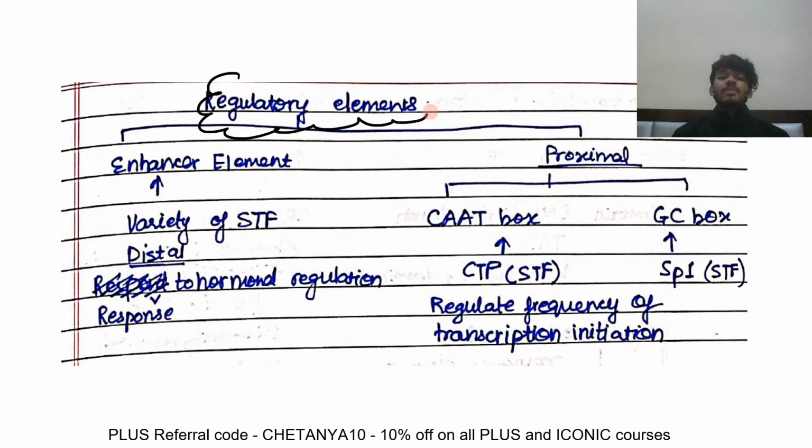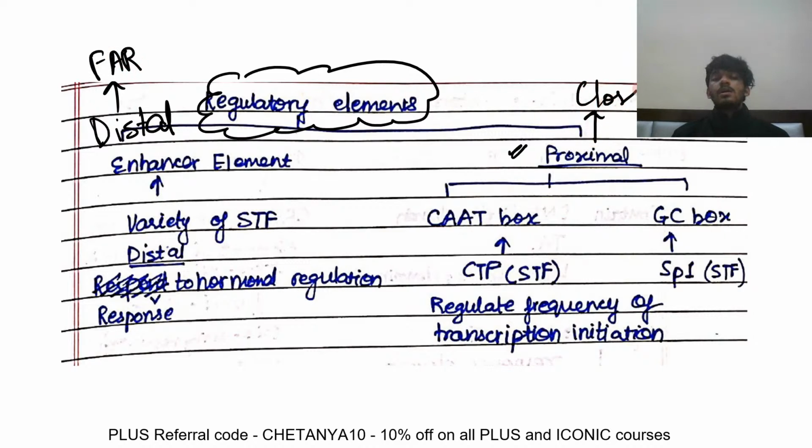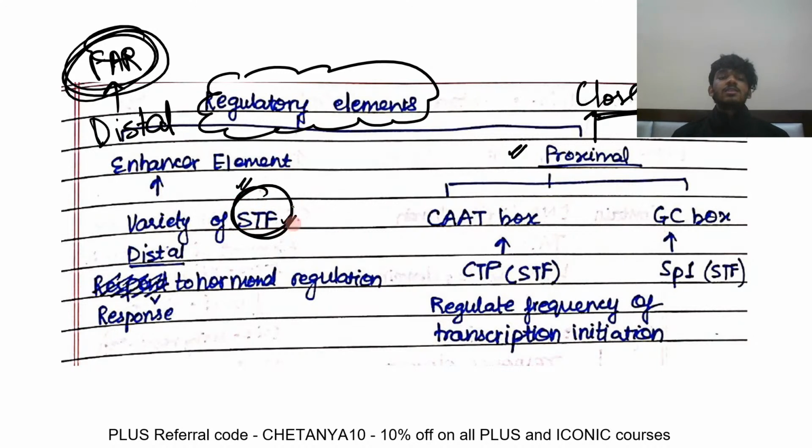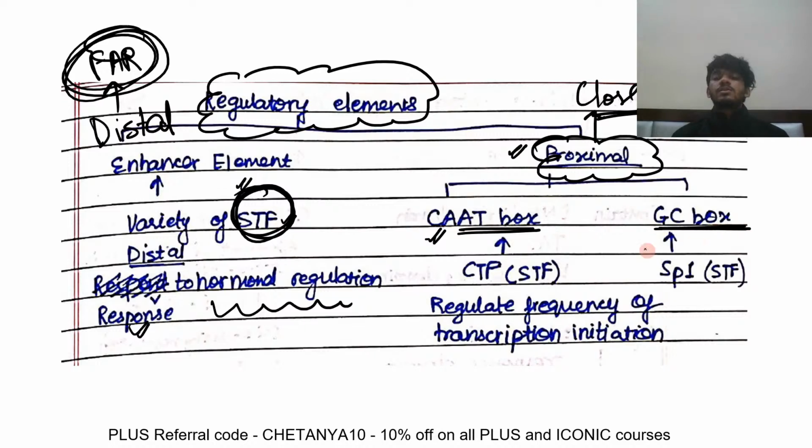Next we'll move on to regulatory elements. So there are proximal regulatory elements and there are distal regulatory elements. Distal means far away. Proximal means close to the coding sequence. So enhancer elements are located far away from the coding sequence and they include a variety of specific transcription factors which are responsible for giving a response to hormonal regulation. Then there are certain proximal regulatory elements such as CAAT box, CAT box, and there is a GC box that will respond to some specific transcription factor like CTF or SP1, okay?